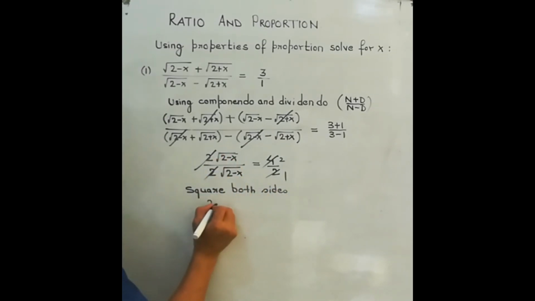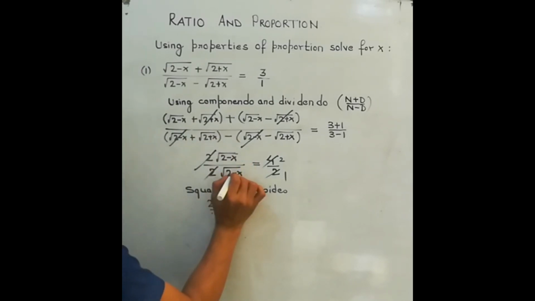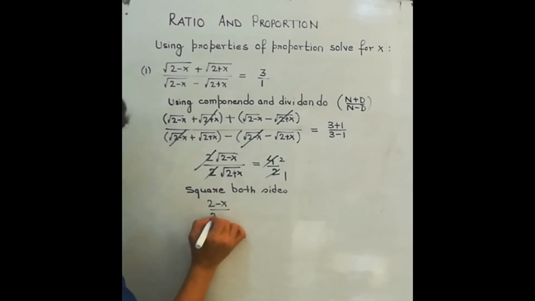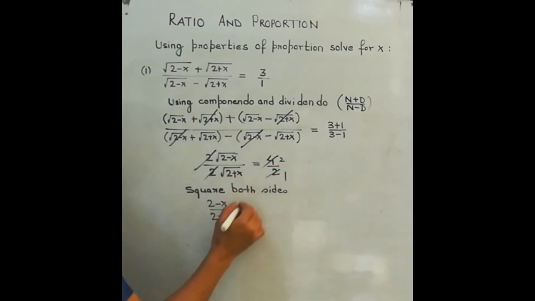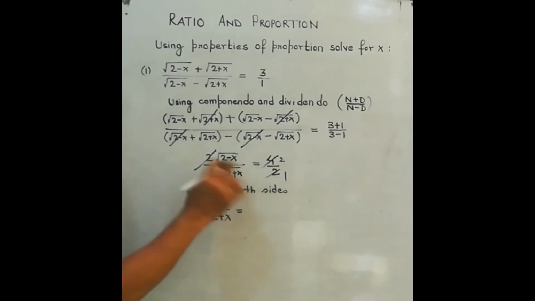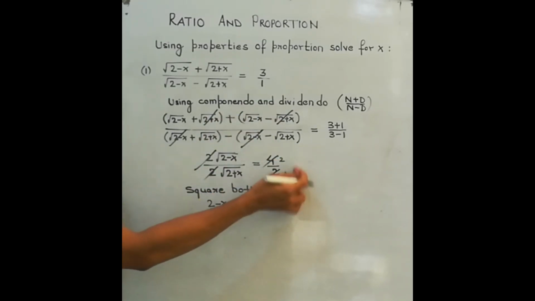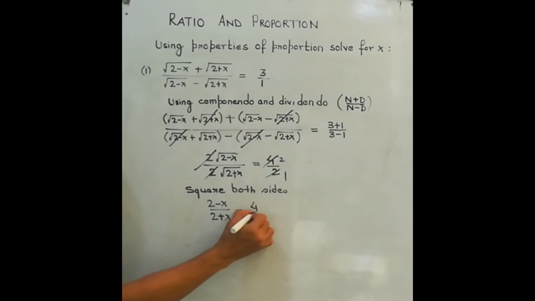So I will get 2 minus x upon 2 plus x in the denominator place, like this, is equal to... now when I am squaring, this root sign will cancel on the left side, but on the right side I have to take the square. So when I take the square, it becomes 4 upon 1. Hope this is clear to you.